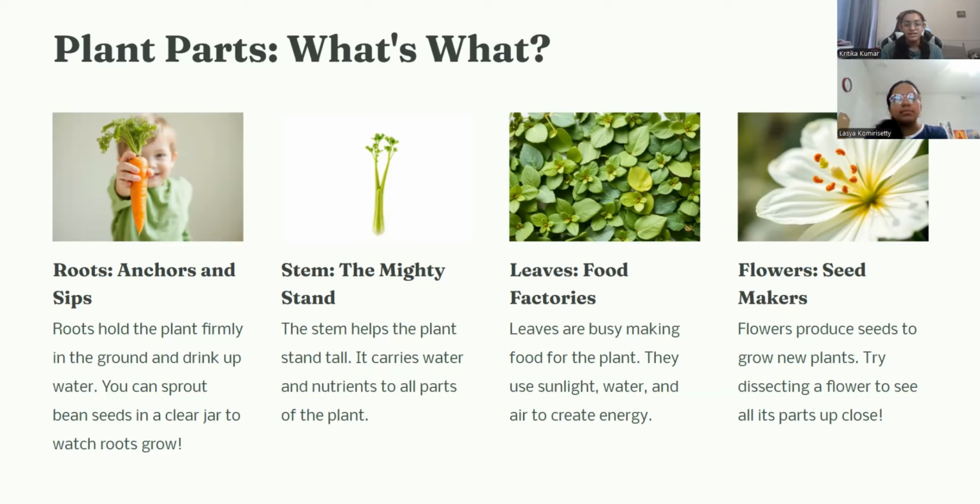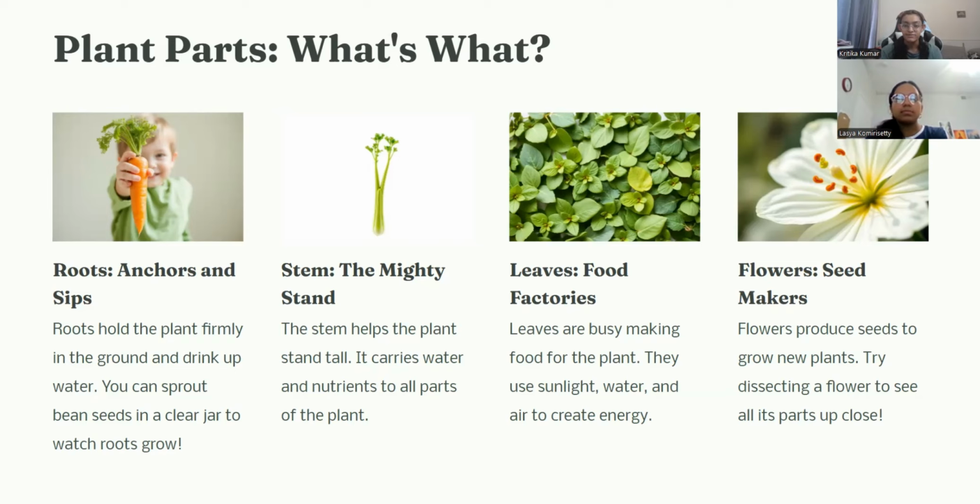Next, we have our stem. These are the parts that keep our plant strong and tall. The stem helps the plant stand tall. It carries water and nutrients to all parts of the plant.